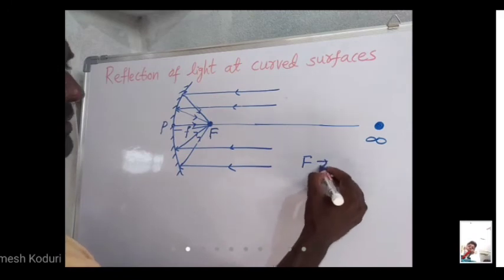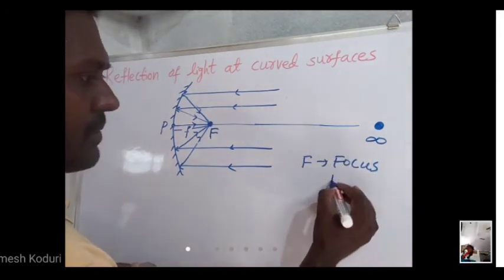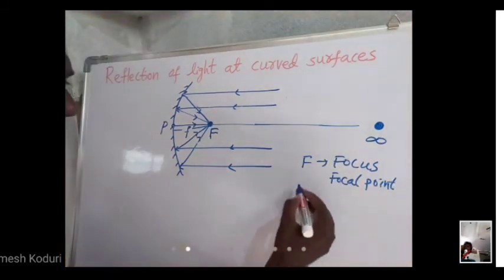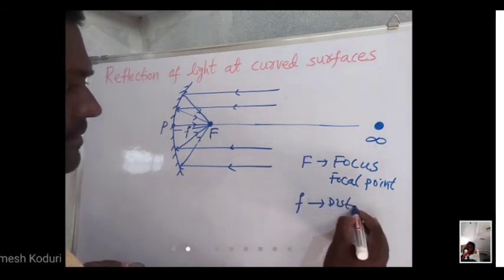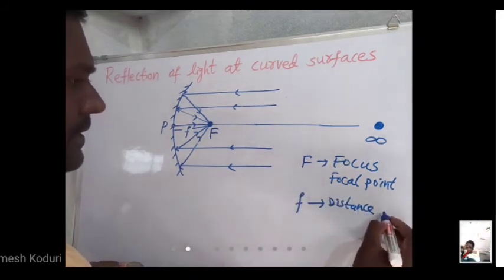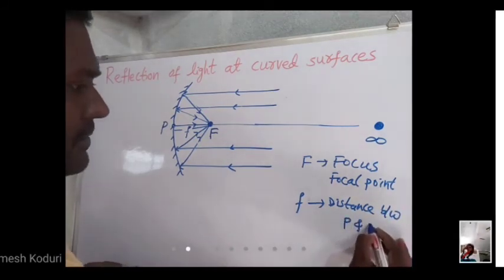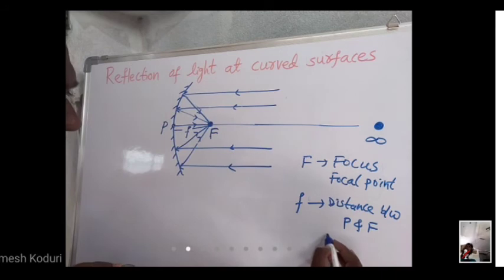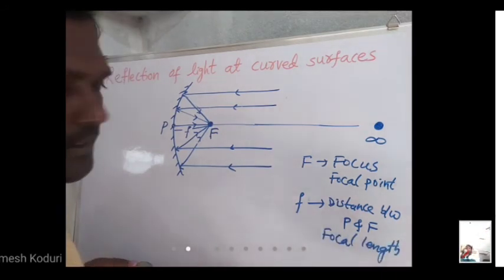What is capital F? Capital F is the focus, or focal point. What is small f? Small f is the distance between the pole and the focus. This is called the focal length.